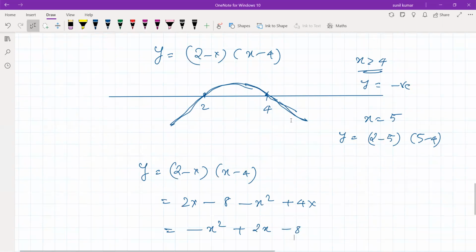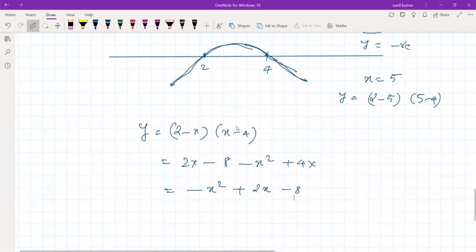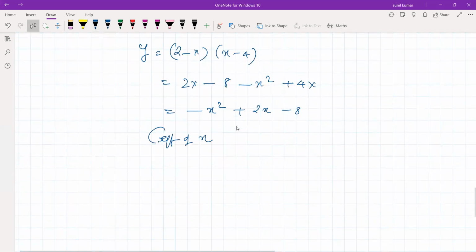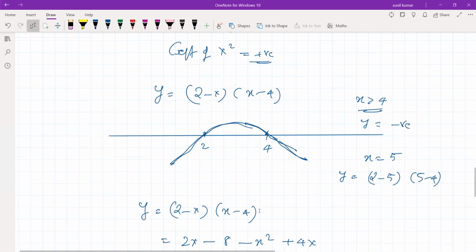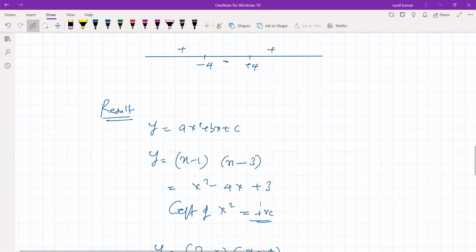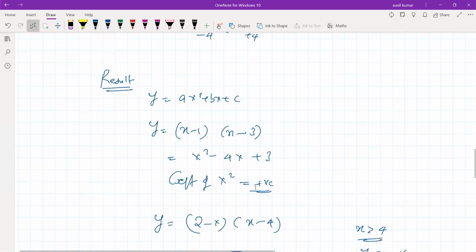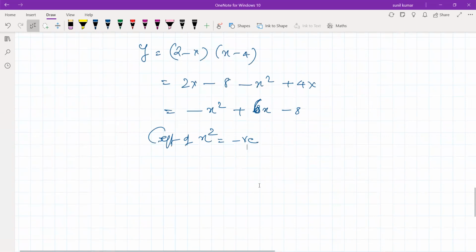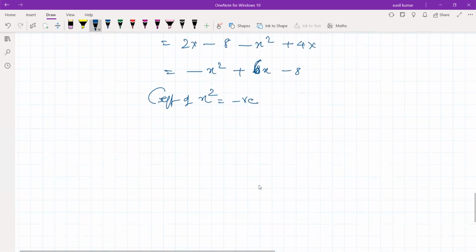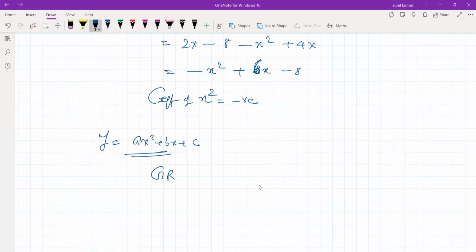So here what is happening? Sir, plus 6x. Sorry, plus 6x. Bilkul correct. The coefficient of x square here is negative. So if the coefficient of x square is positive, it is an upward parabolic shape. If the coefficient of x square is negative, then it is a downward parabola. So y equal to ax square plus bx plus c, you see what is the graph of this?